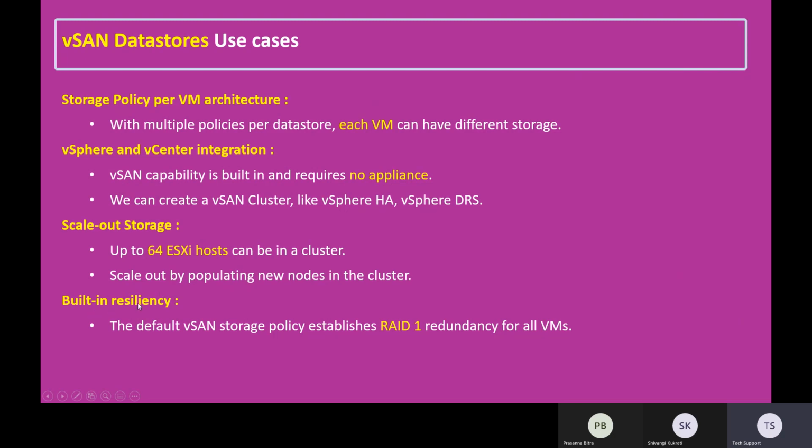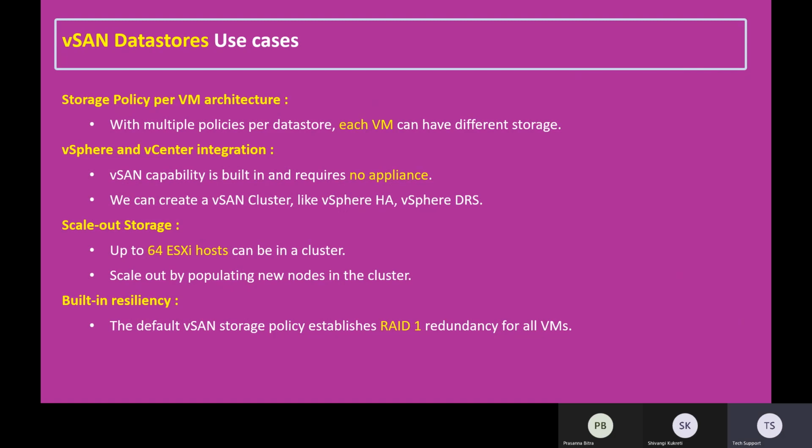And built-in resiliency. Resiliency means how much availability you have. The default vSAN storage policy establishes RAID 1 redundancy for all virtual machines. RAID 1 means it's a mirroring concept. Whatever disks you configure, all disks will be mirrored to a second hard disk.